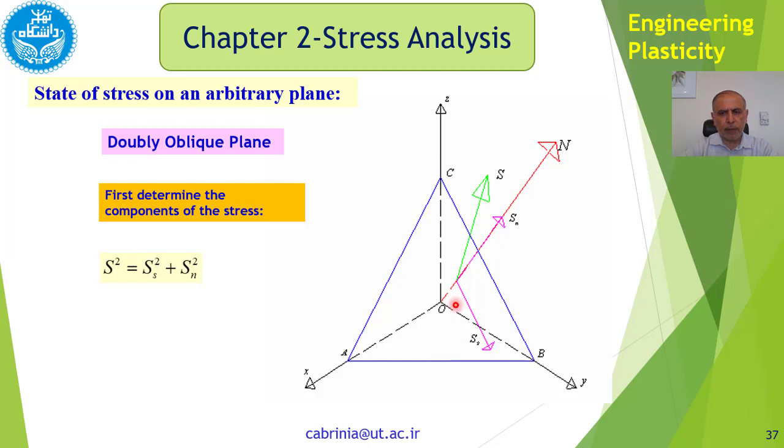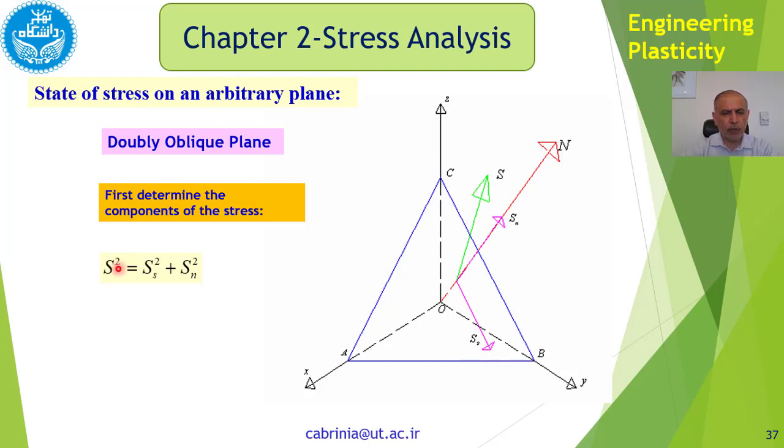Therefore, to do that, we say that this stress vector S, which is acting on ABC, could have two components. One along the direction of the normal, which is ON, and we call it SN, and the other one along the plane, which is SS, the shear stress, and the normal stress. We could always resolve any stress vector into any directions. So here we have decided to resolve it into two directions, the normal direction and the component of shear.